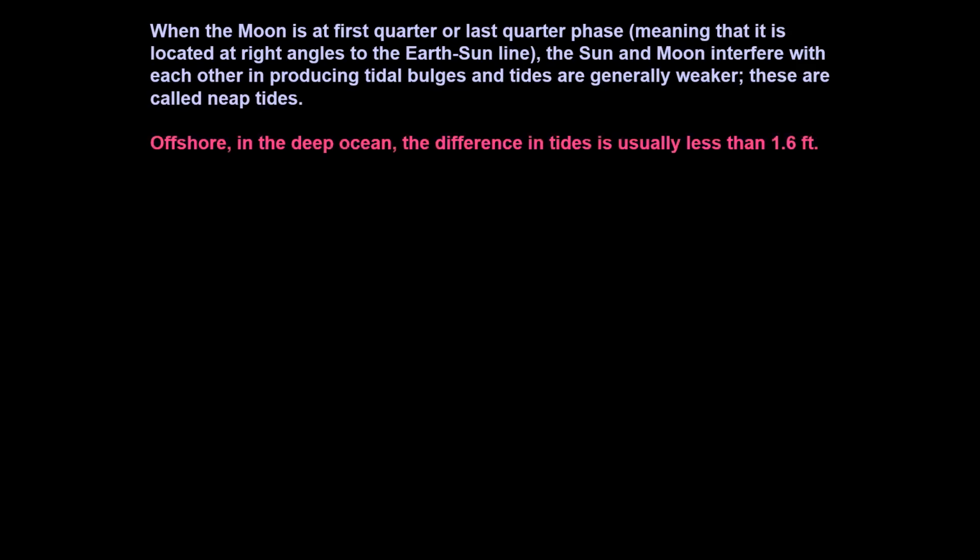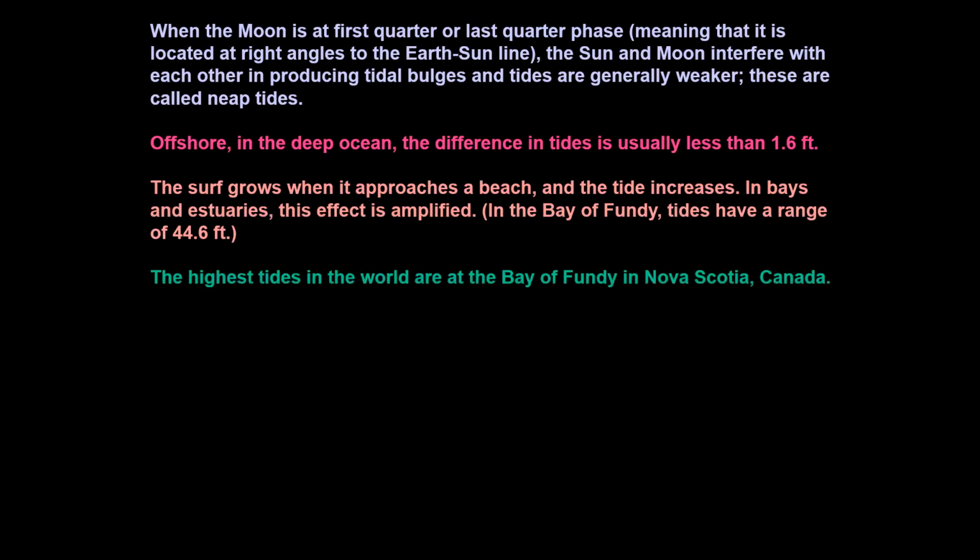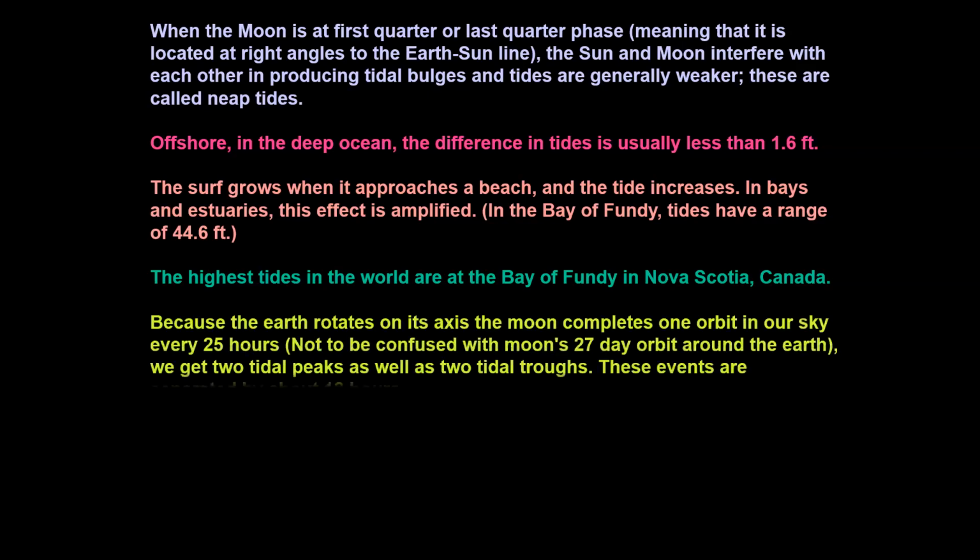Offshore in the deep ocean, the difference in tides is usually less than 1.6 feet. The surf grows when it approaches a beach, and the tide increases in bays and estuaries. This effect is amplified. In the Bay of Fundy, tides have a range of 44.6 feet. The highest tides in the world are at the Bay of Fundy in Nova Scotia, Canada. Okay, understood this knowledge?